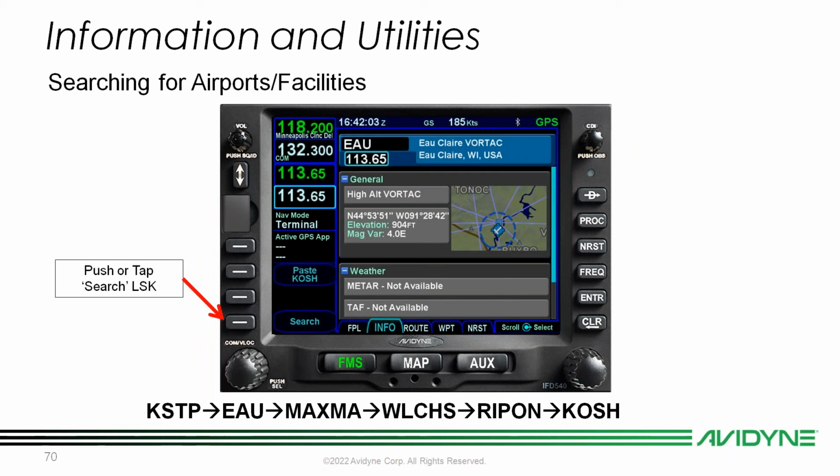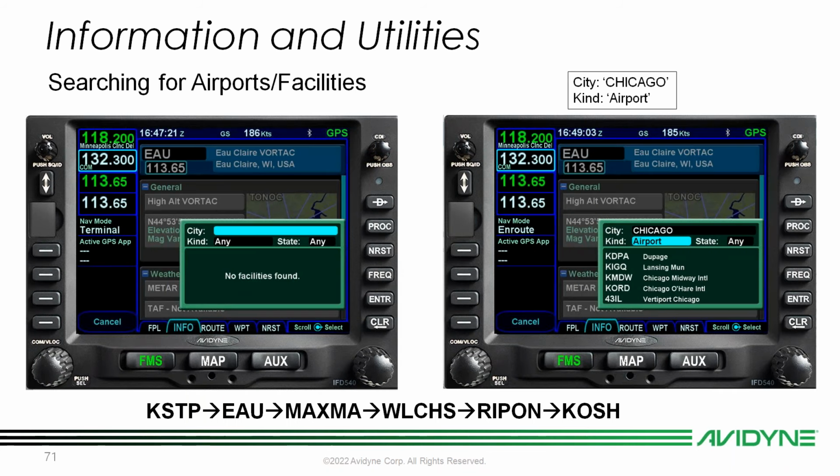Now we talk about searching for airports and facilities. You'll notice here on your IFD on the bottom left, you're going to see the search line select key. We're going to get into that. So if you are following along, and if you do see that, go ahead and tap on that search line select key. And what you're going to see here is a search for airports and facilities. You should see this block pull up.